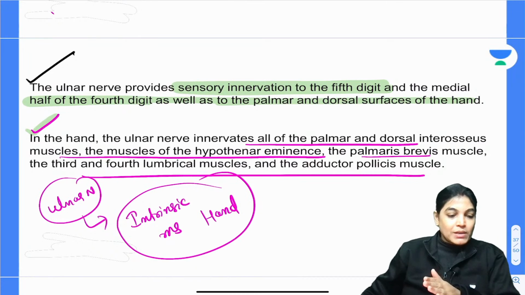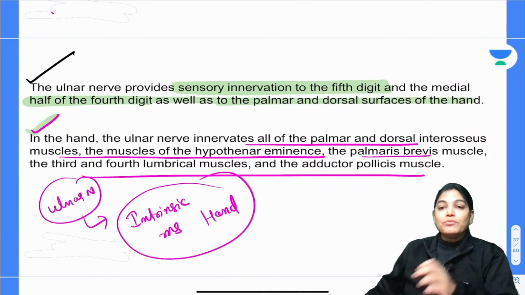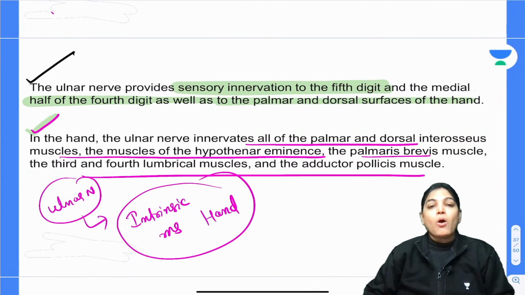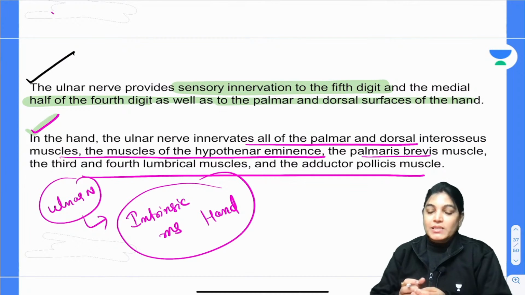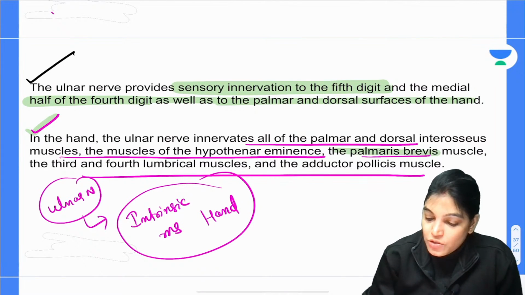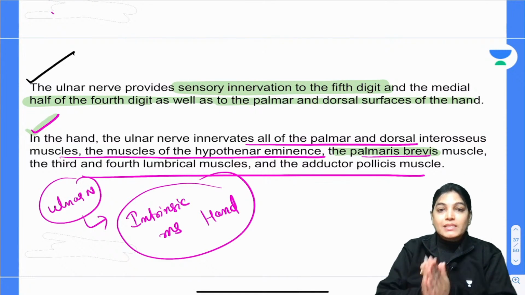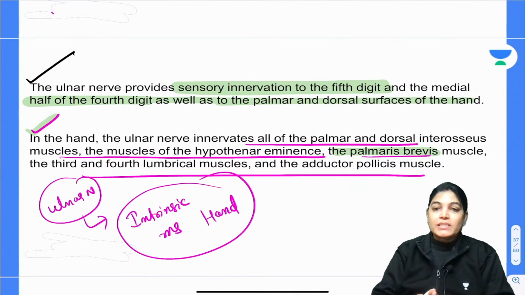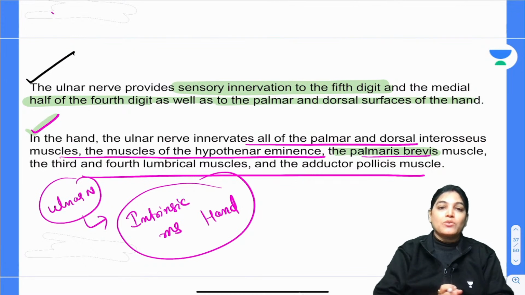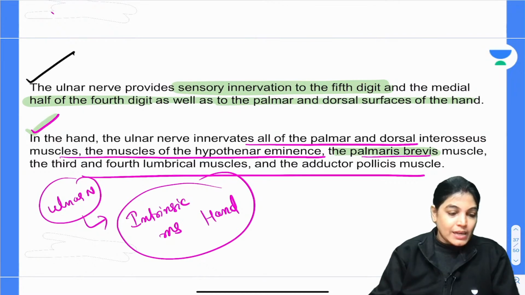The hypothenar muscles are abductor digiti minimi, flexor digiti minimi, opponens digiti minimi, 3rd and 4th lumbrical muscles, and adductor pollicis. All these are the major chunk of muscle lying on the medial side, and palmaris brevis is a very small muscle lying in the superficial fascia. It is an example of panniculus carnosus muscle. The muscle which resides in the superficial fascia is called palmaris brevis, one example of panniculus carnosus muscle. So all these muscles get innervation from the ulnar nerve. So we will go with the ulnar nerve as the correct answer.